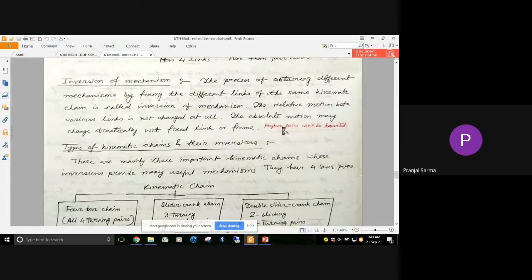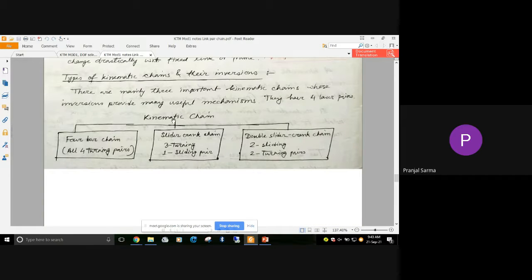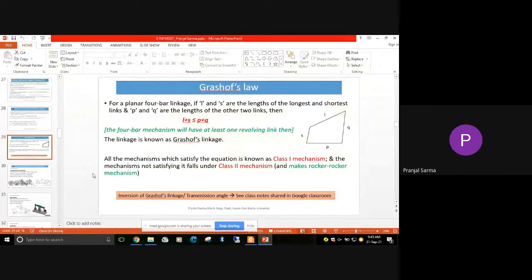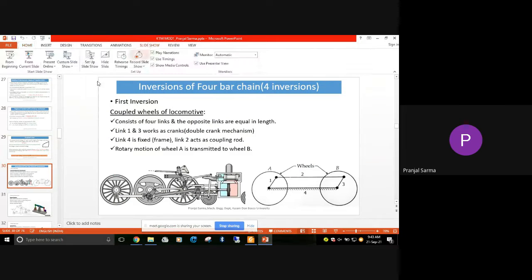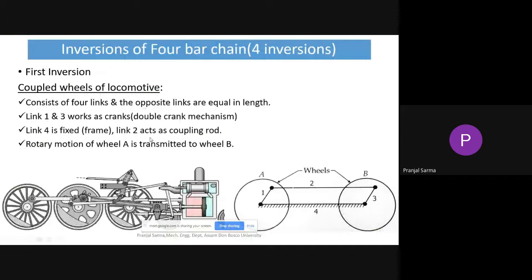We have said that the interesting kinematic chains are the four-bar chain, the slider crank chain, which we have already discussed as the slider crank mechanism, and the double slider crank chain. Out of these three interesting kinematic chains, we'll discuss the different inversions that we get and their applications. First we'll go for the four-bar mechanism. After this much, if you have any confusion, you can ask. Otherwise, we'll start with the inversion of mechanism.